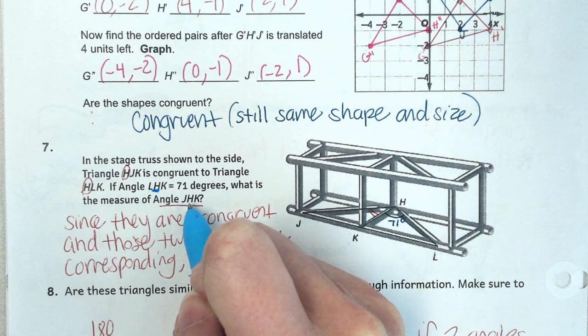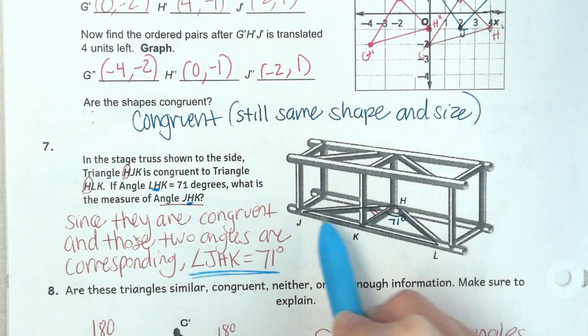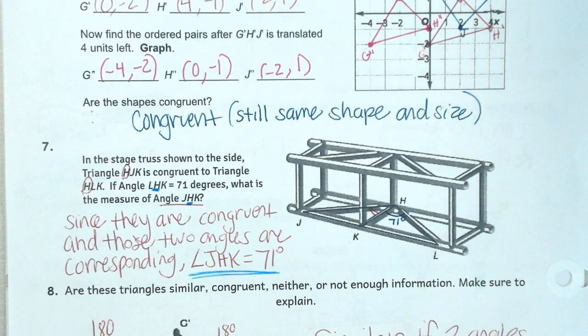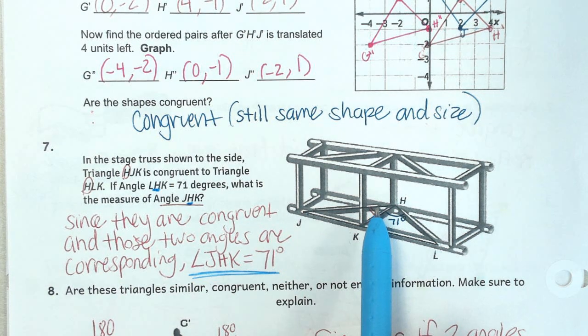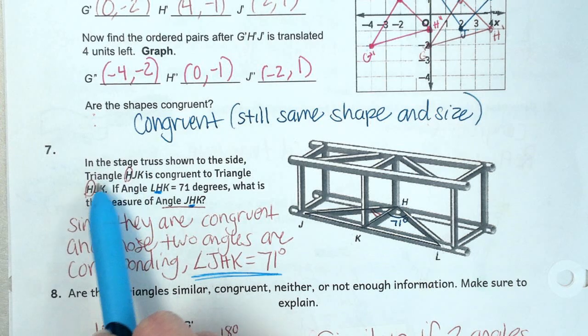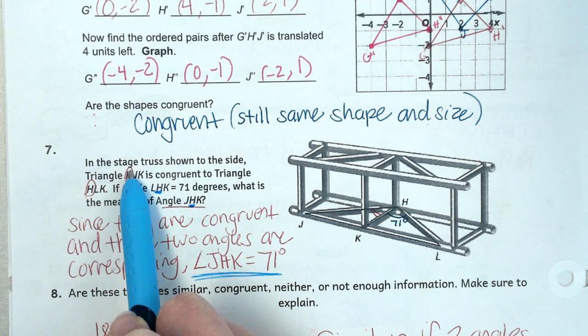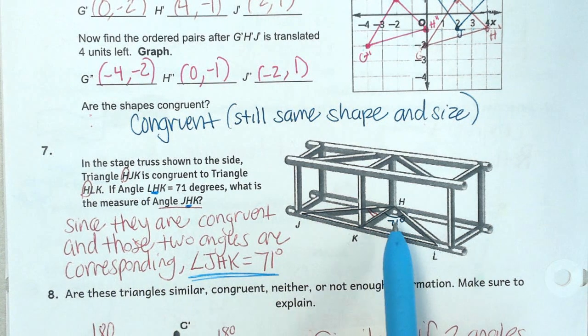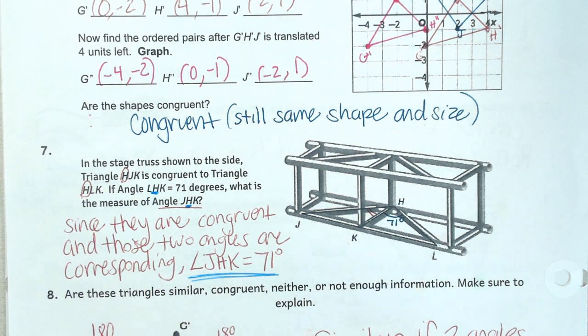Then they want the measure of angle JHK. So JHK is this one. Again, it's really looking at that angle H in that triangle. And I know that because of the way they were named, those are corresponding. Since we know they're congruent, corresponding are equal to each other. So if this one's 71, this one's automatically 71. So you didn't have to have all of that written out there. You could just be telling me that that angle is 71 degrees. Okay? But that's the explanation for it.